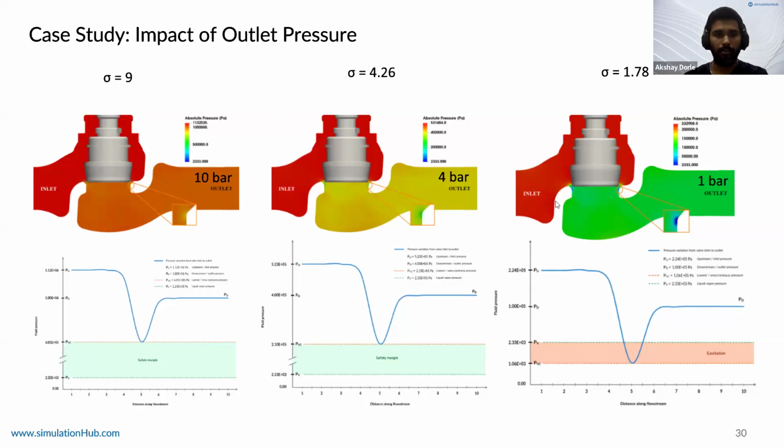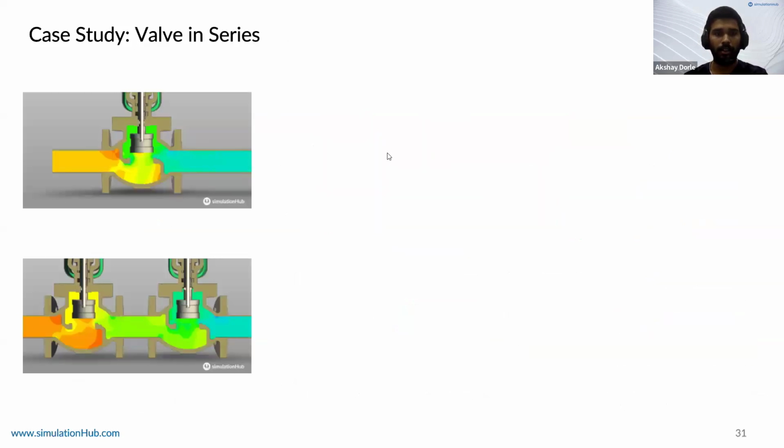We'll move to the next study, where we did some interesting case. We took one CAD model which has a single valve, and another which has a valve in series. Now I would like you to let me know which valve you expect to cavitate earlier or later. I'll wait for about 30 seconds or so to get your views on this.